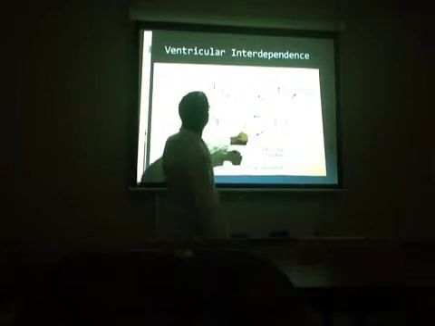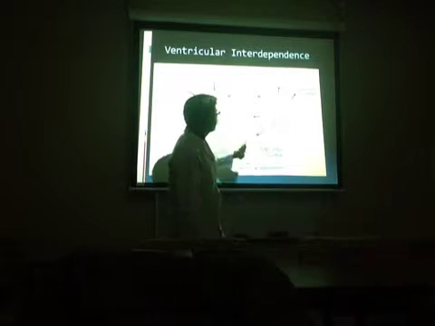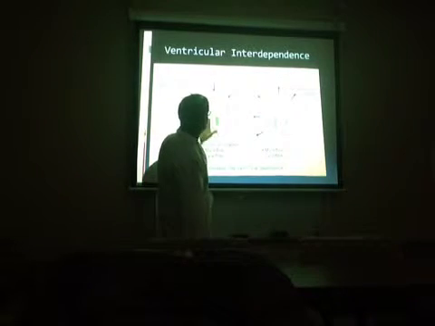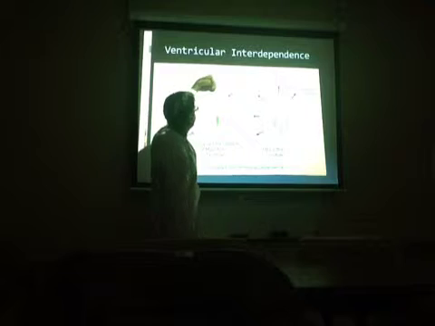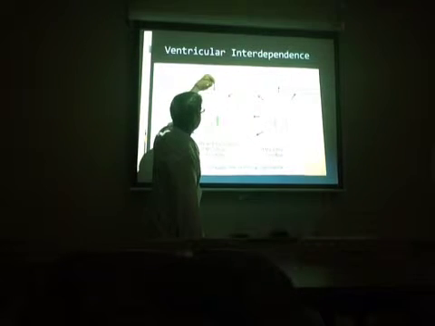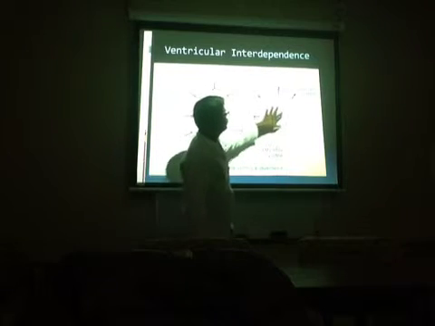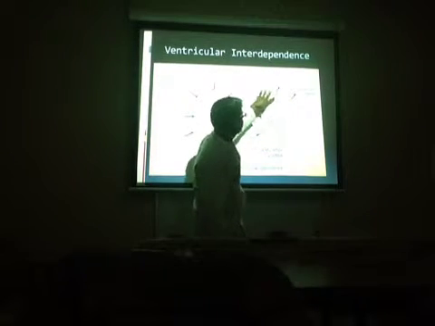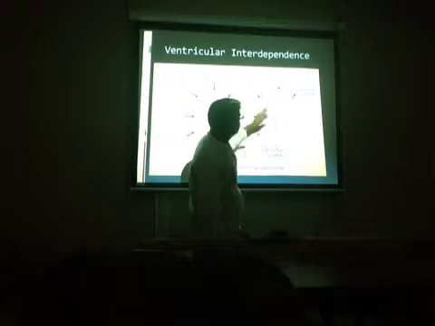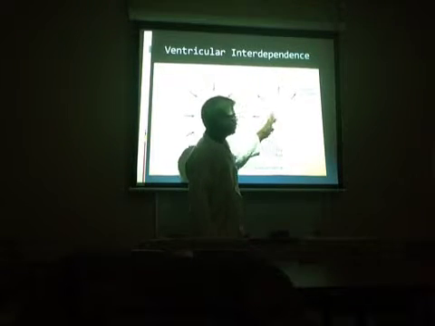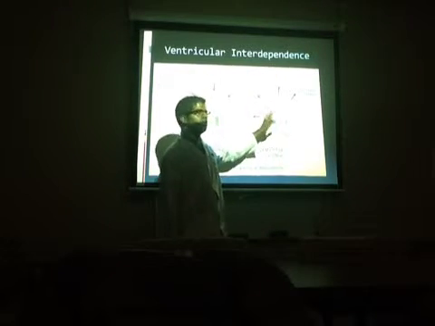If we go to inspiration, this is the right side of the heart and the left side of the heart, looking from above or from the apex. So left atrium, left ventricle, right atrium, right ventricle. During inspiration, there are negative intrathoracic pressures, because of which there's an increased venous return to the right side of the heart.